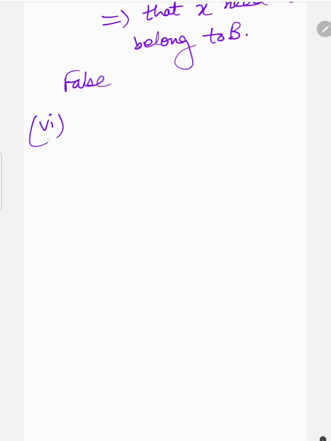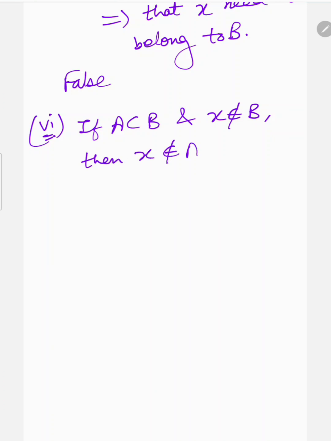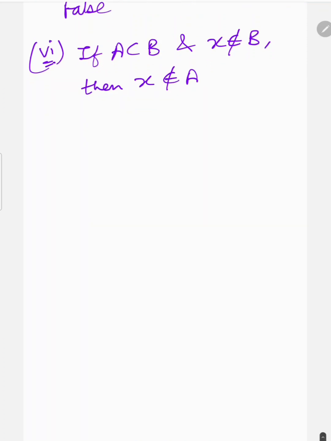Last, sixth. If A is a subset of B and x does not belong to B, then x does not belong to A. करके देखते हैं.